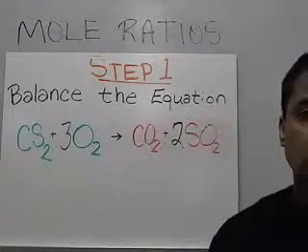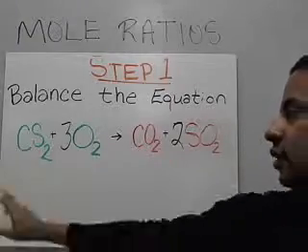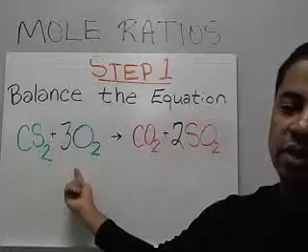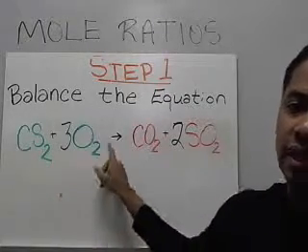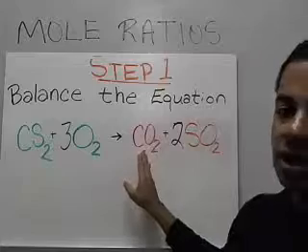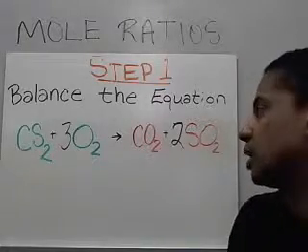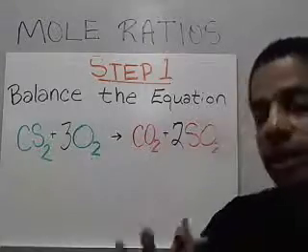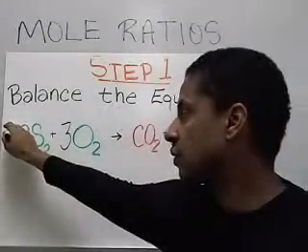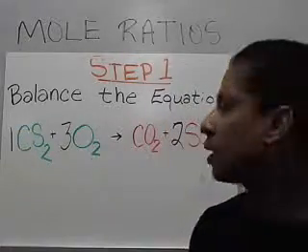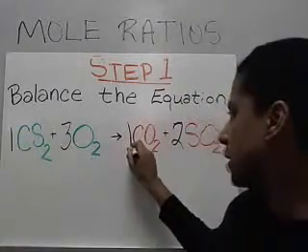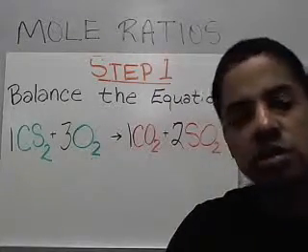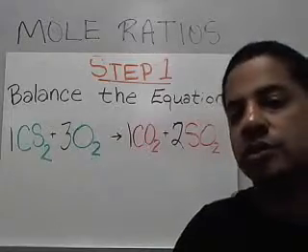And so what this tells you is that for every 1 mole of carbon disulfide, you will combine 3 moles of oxygen gas, and that will form 1 mole of carbon dioxide and 2 moles of sulfur dioxide. Now, in order to do these mole ratios, we're going to go ahead and put in the 1s in front of this carbon disulfide and 1 in front of this carbon dioxide, because we're going to be actually using those numbers in the mole ratios.